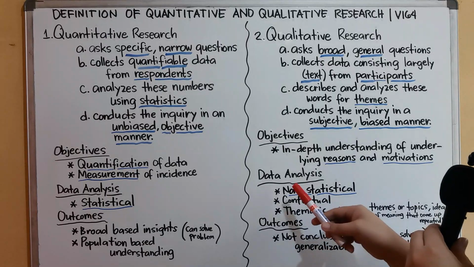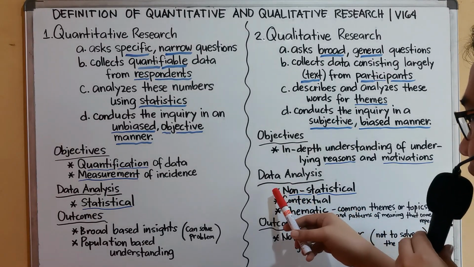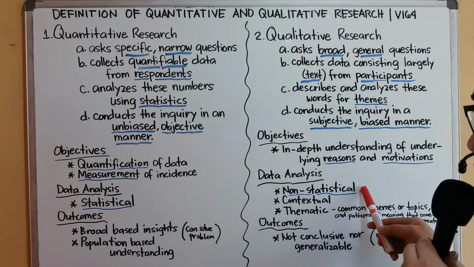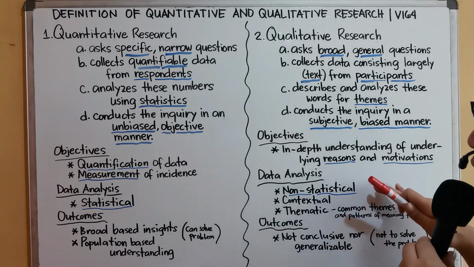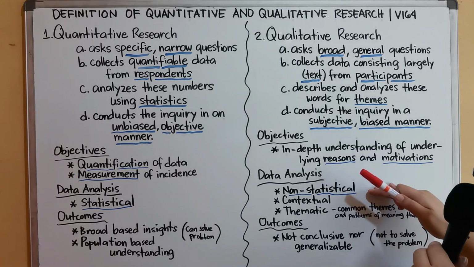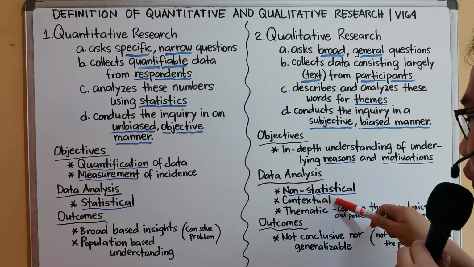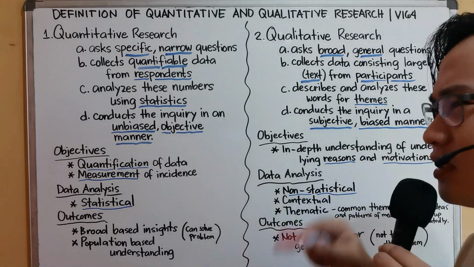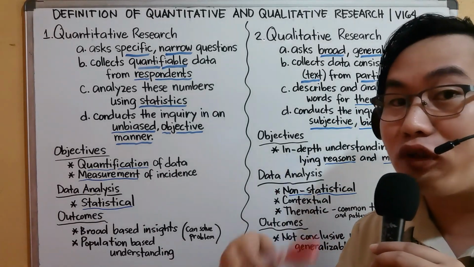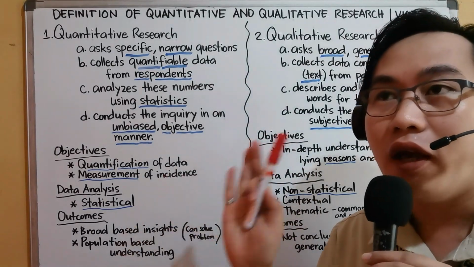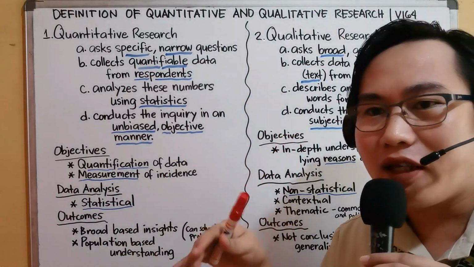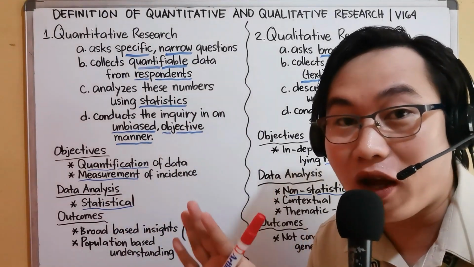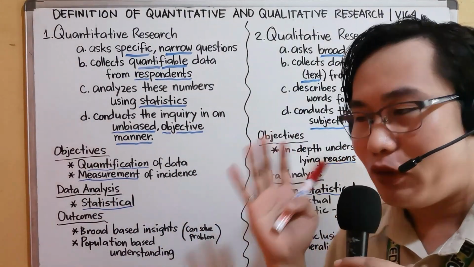Okay, let's proceed with the data analysis. Sa data analysis naman, sa qualitative research, we have non-statistical. Yan ang sinabi ko sa inyo kanina, we are not involving with numbers here, but rather, we are contextual. You contextualize your question, your topic, your focus, the angle of your research. You contextualize depending on the kind of location, the kind of people that you are targeting with the kind of topic that you have in a qualitative research.